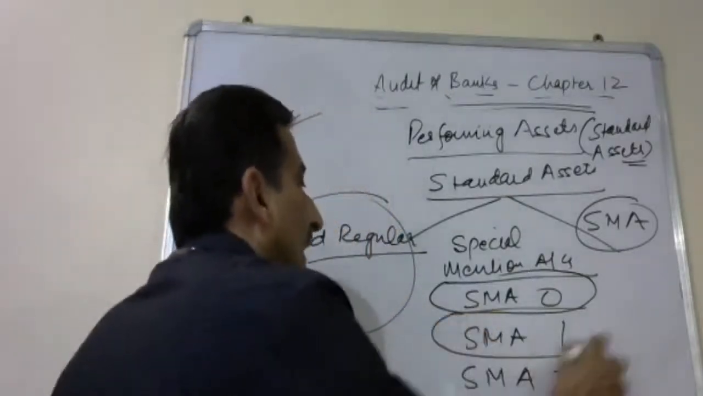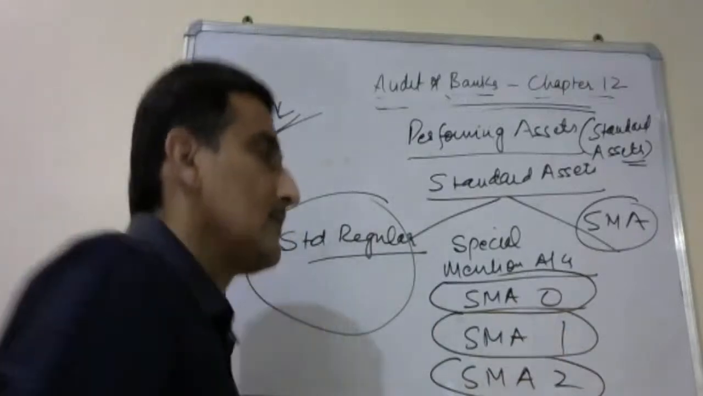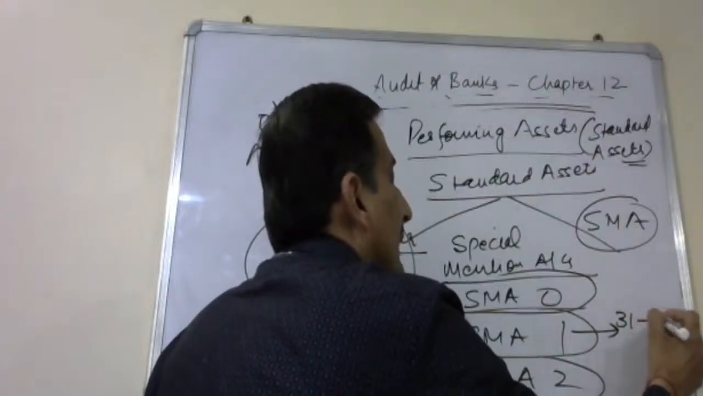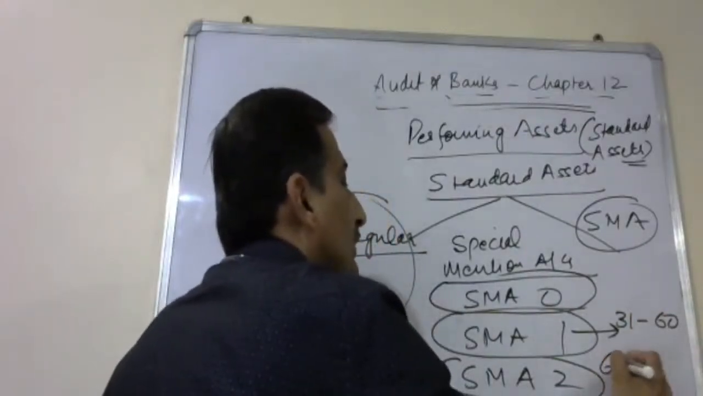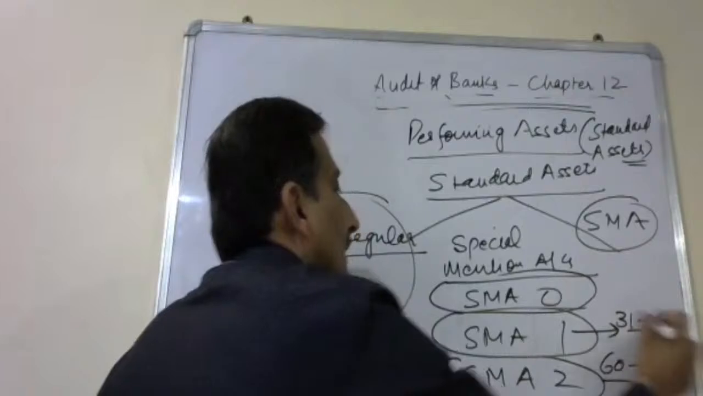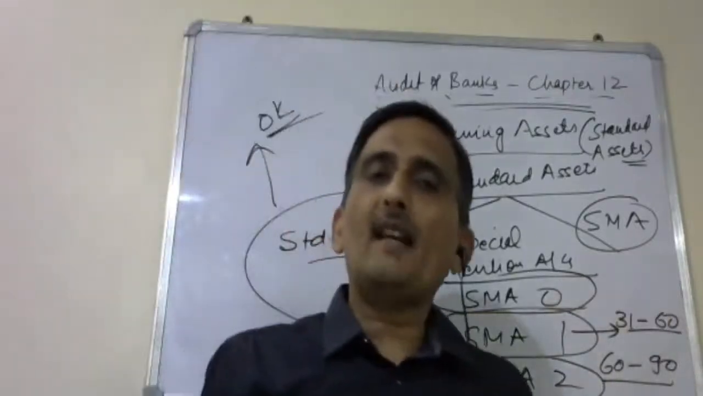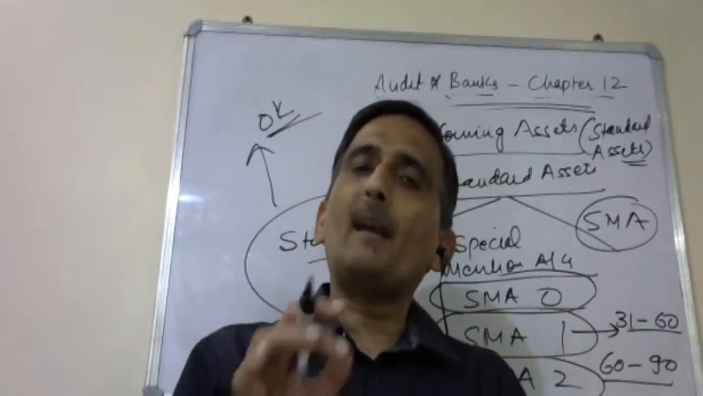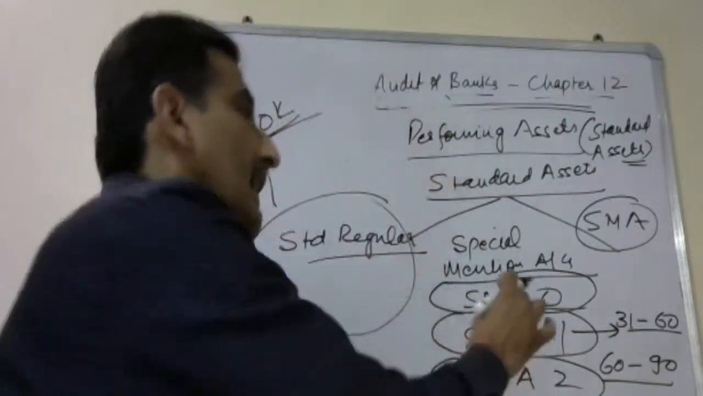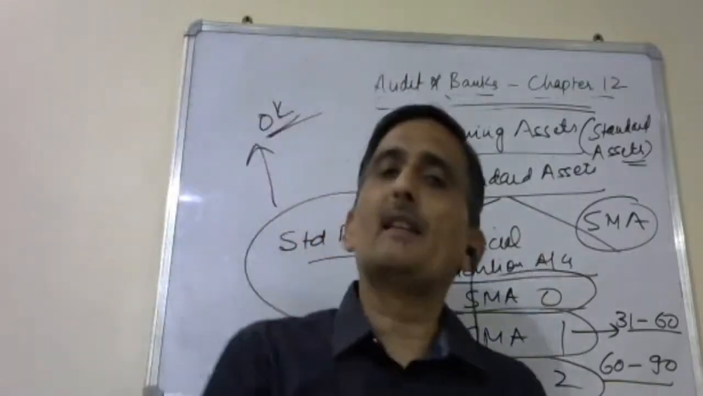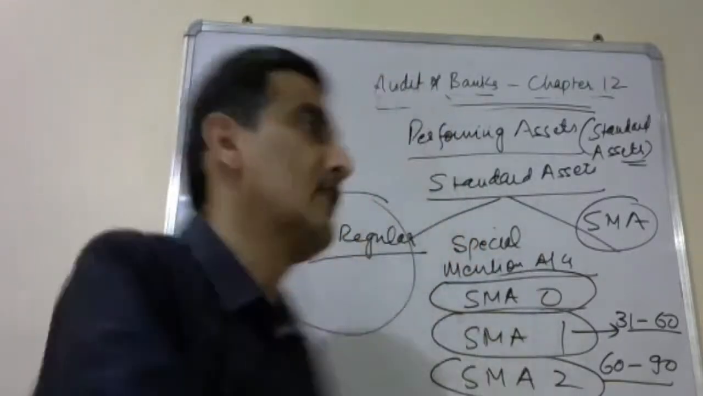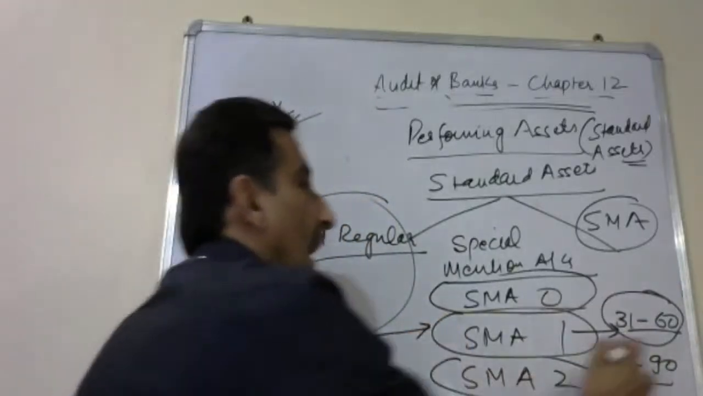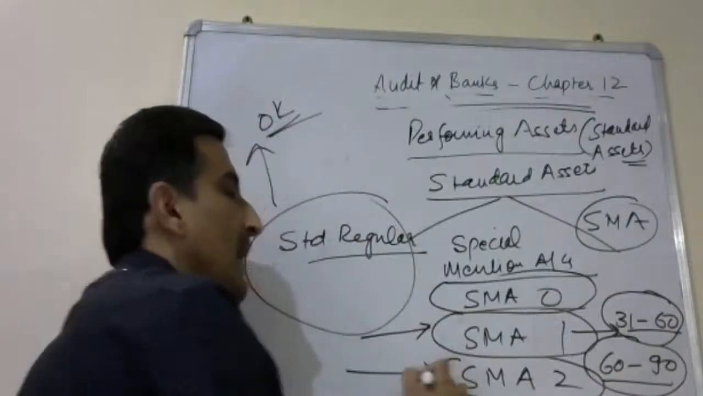And SMA 1 category and SMA 2 category. If there are overdues between 31 to 60 days, and SMA 2 60 to 90 days, say the installment has become due, the installment was to be paid by 10th of a month, but it was not paid even after 1 month, more than 30 days has passed, so between 31 to 60 days, it would be SMA 1, and between 61 and 90 days, it would be SMA 2.